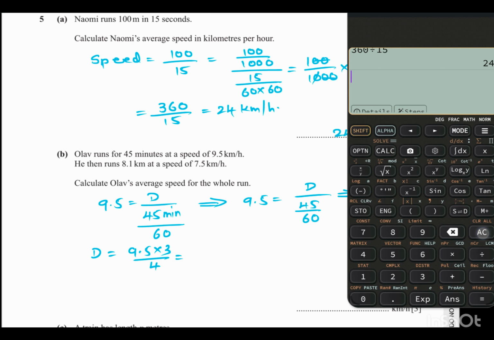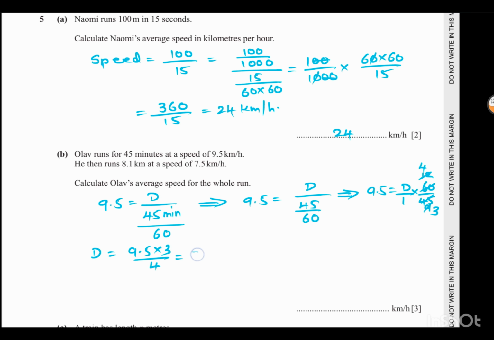Find out 9.5 into 3, sorry, 9.5 into 3 will be divided by 4, 7.125. 7.125 kilometers is the distance traveled in the first case.